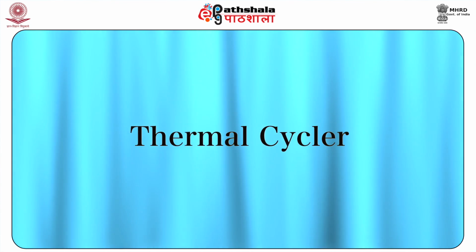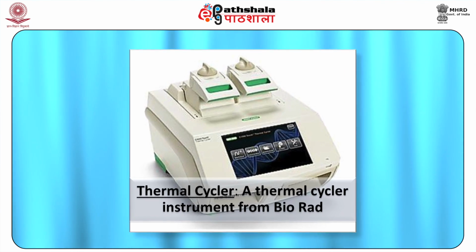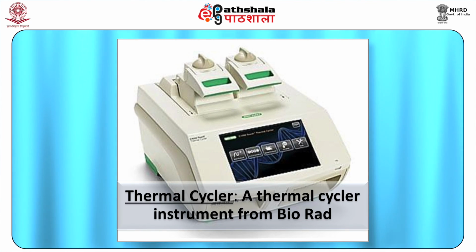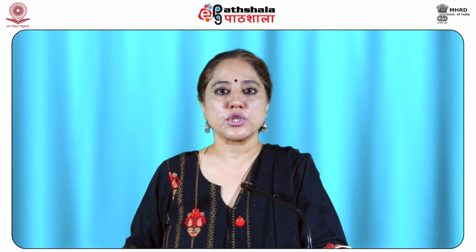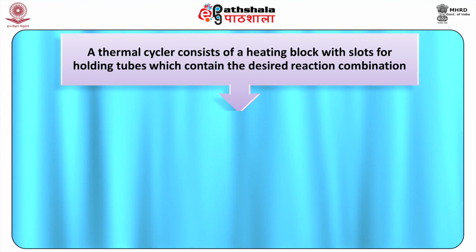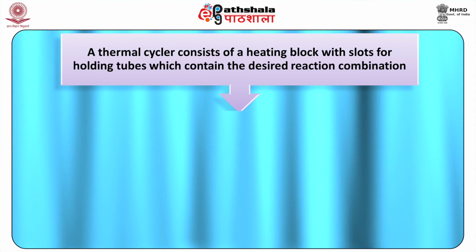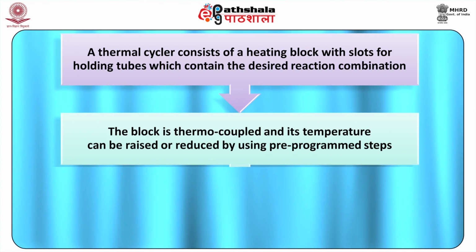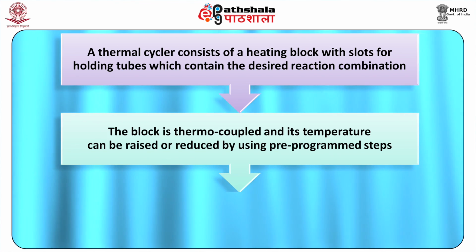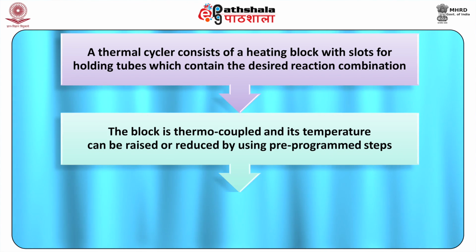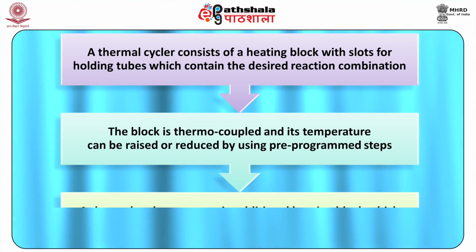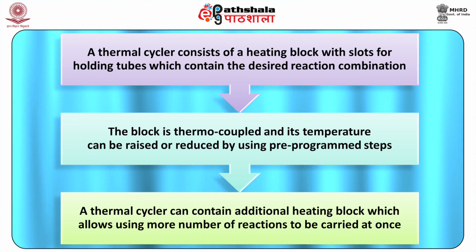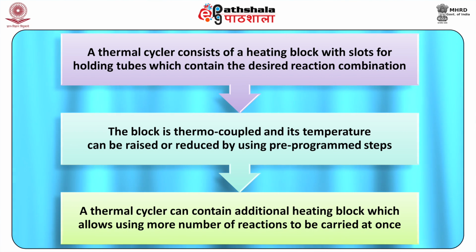The thermal cycler. A thermal cycler is a laboratory equipment that is used to multiply the target DNA segments by means of the PCR technique. It is commonly called the PCR machine or the DNA amplifier. A thermal cycler consists of a heating block with slots for holding tubes which contain the desired reaction combination. The block is thermocoupled and its temperature can be raised or reduced by using pre-programmed steps. A thermal cycler can contain an additional heating block, which allows a larger number of reactions to be carried out at once.